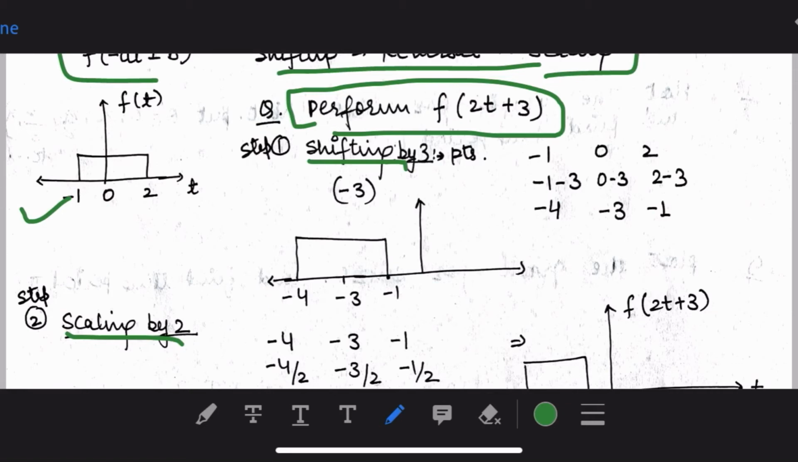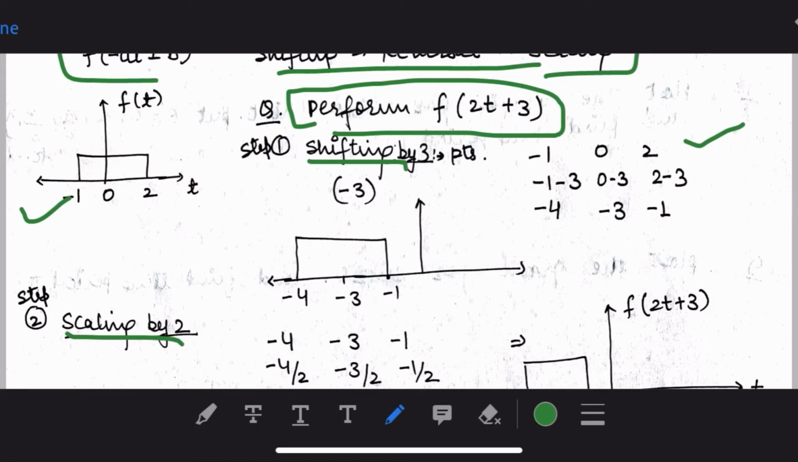So first, what will we do? First we will write the points where the signal changes. That means -1, 0 and 2. Then it is shifting by +3. +3 means advance. Then, the way I told you, if there is a plus, then you will do minus with the points. If it is scaling, if there is multiplication, then we have to do division with the points.